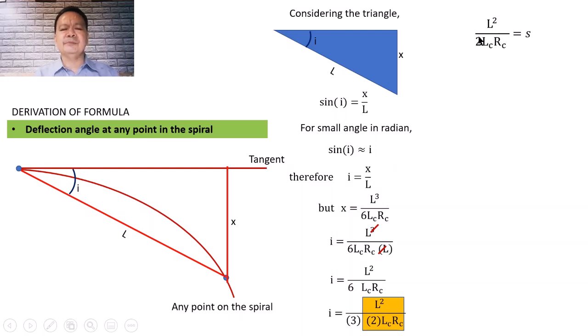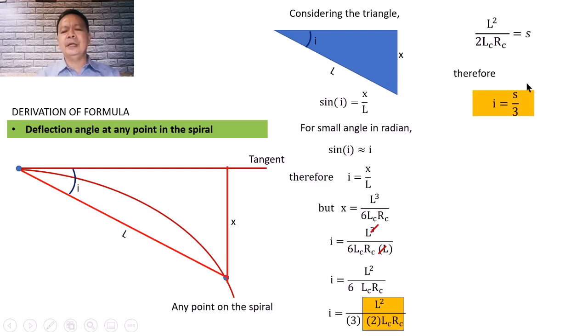Now, if this combination of terms that is equal to L squared over 2 L sub C R sub C will be substituted by S in this relation, makukuha natin dito that I is equal to S over 3. Meaning, the deflection angle is just 1/3 of the spiral angle. So that at any point on the spiral, will have that relation that the deflection angle is 1/3 of the spiral angle at that point.